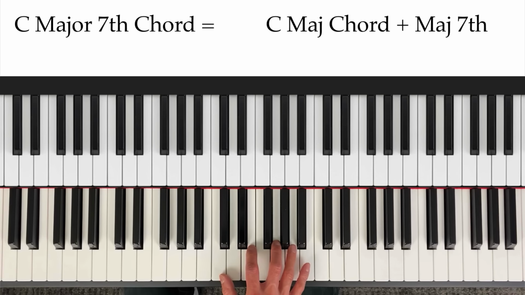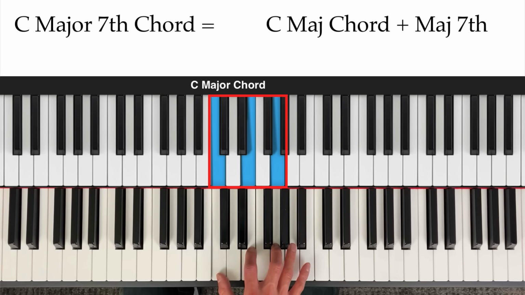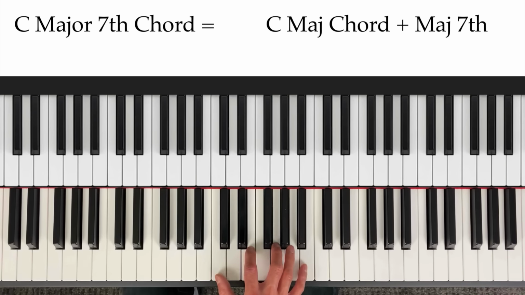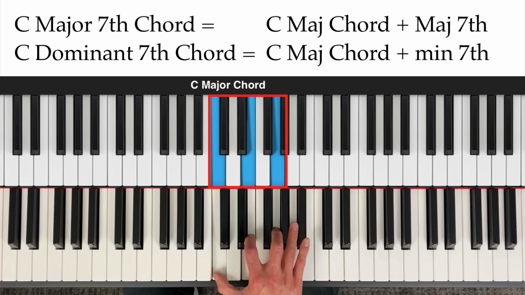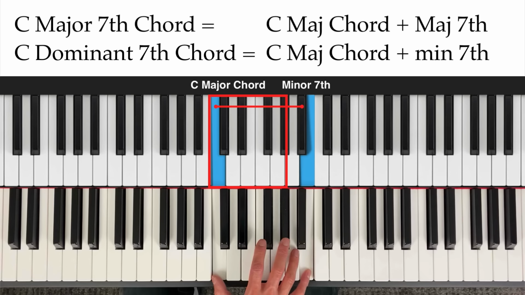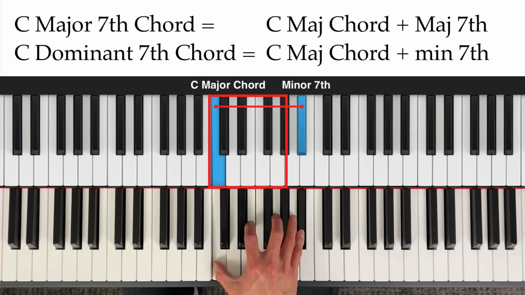So our C major seventh chord is our C major triad with a major seventh. Now this leads us to our next chord, which is our C dominant seventh chord, and that's a C major triad with a minor seventh interval. So octave, major seventh, minor seventh.